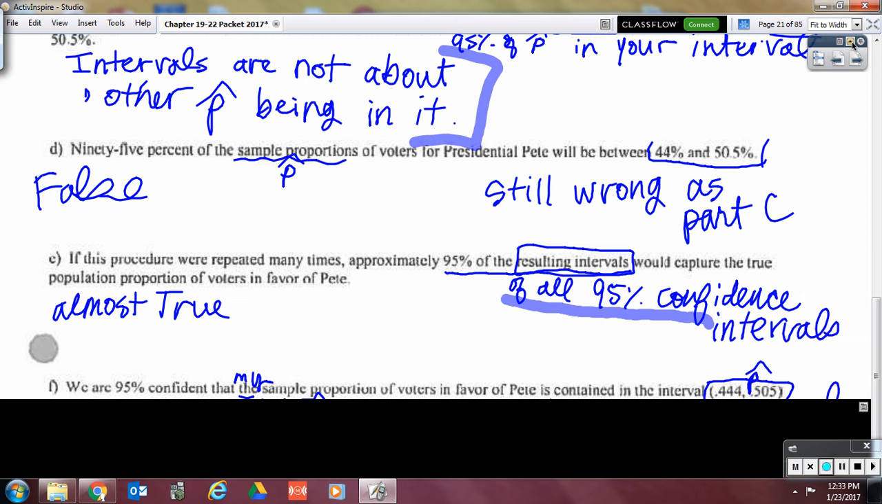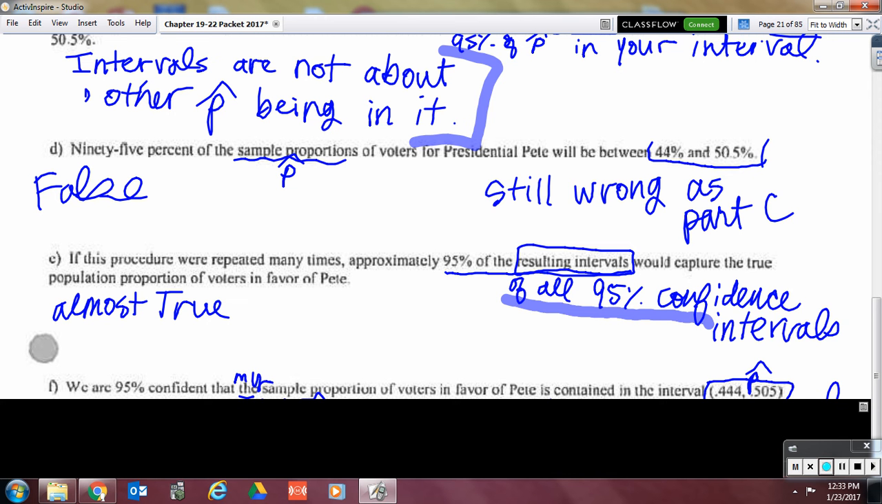Okay, so next F says, we are 95% confident that the sample proportion, and when it says the sample proportion, it means that one that you got, my p hat. So I am 95% confident that my p hat of voters in favor of presidential Pete is contained in my interval of 0.444 to 0.505. What do you think about that? Am I 95% confident that my p hat is in my interval?